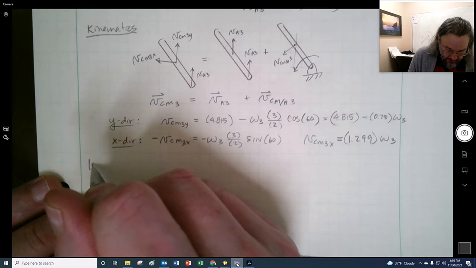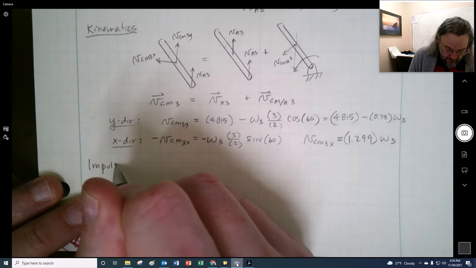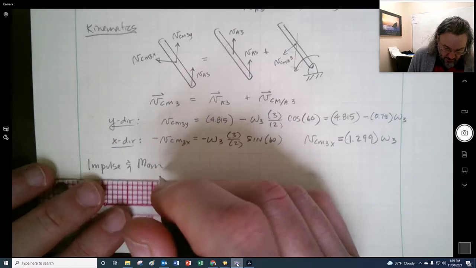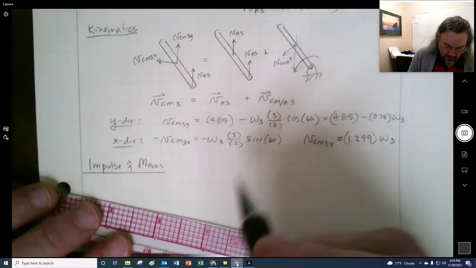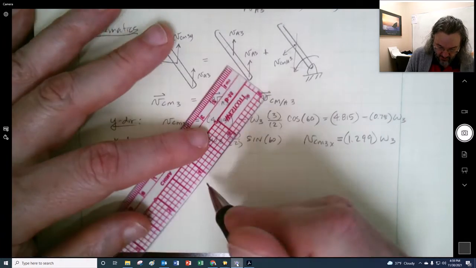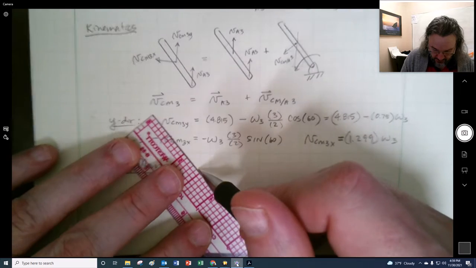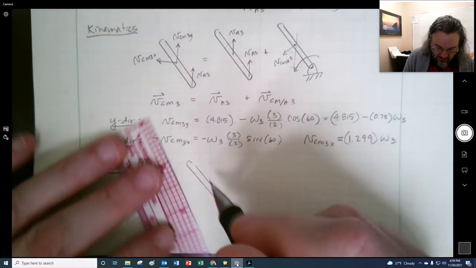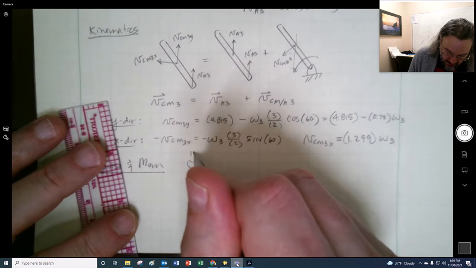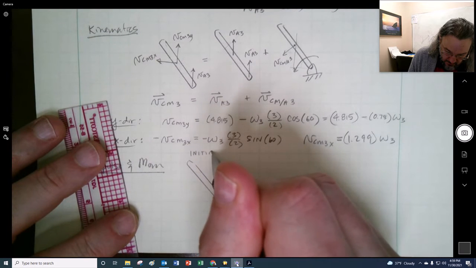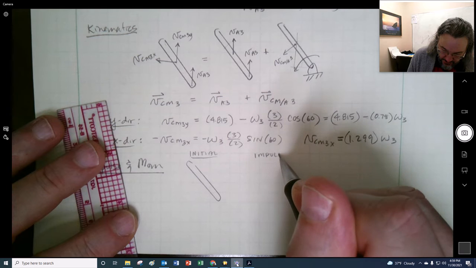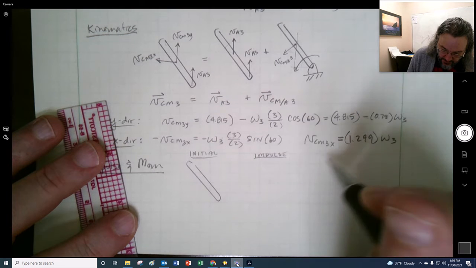And now we're going to go impulse and momentum. And we'll do the diagrams. All right, so it starts out like that. This is initial. And then we have impulse. And then we have final.